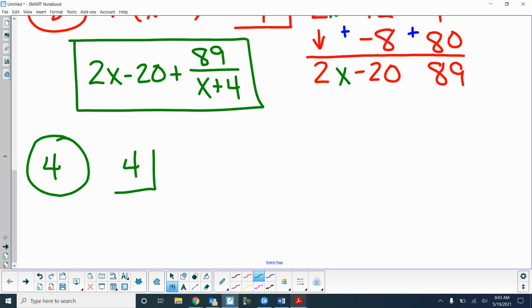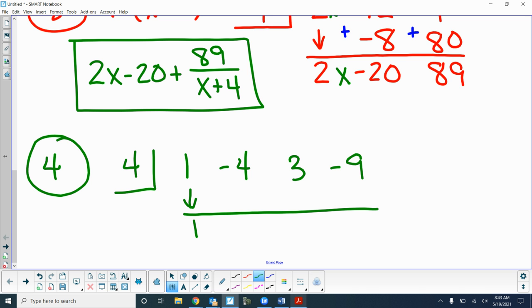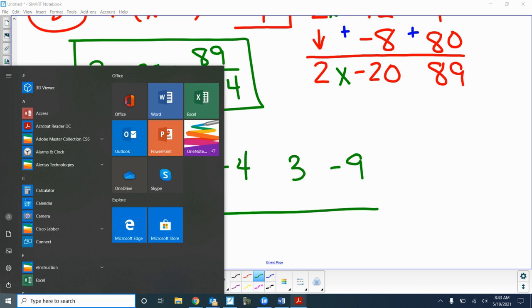For number 3, you got to put basically the opposite, okay? And again, we just use the coefficients. So for the x cubed, I have a 1. For the x squared, -4. For the x, a 3. And then -9. Don't forget the signs. Minus signs are like negative signs when you put it in synthetic. All right, so we drop the 1. Then we just repeat the process.